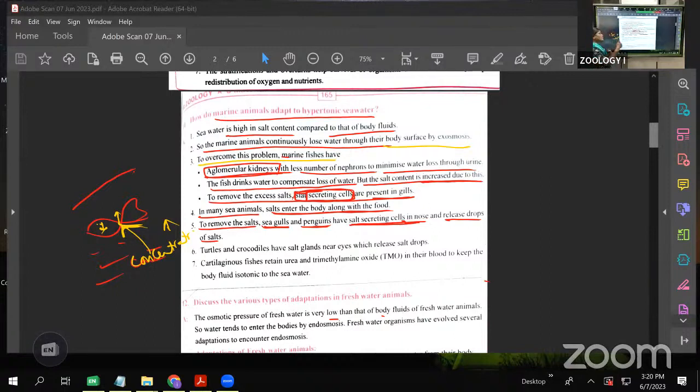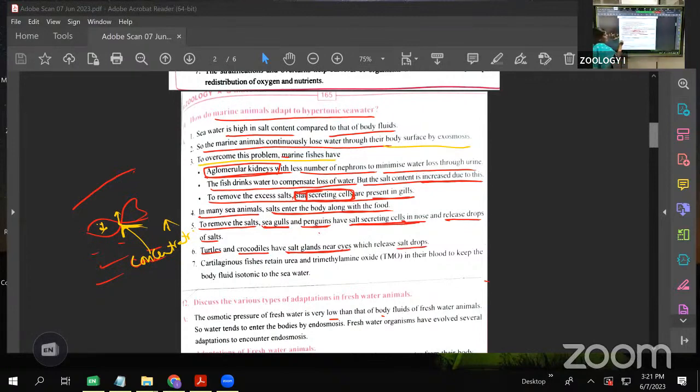Clear? Next, turtles and crocodiles have salt glands near the eyes. For removing salt, the fishes have salt secreting cells in the gills; seagulls and penguins have salt secreting cells in the nose; and turtles and crocodiles have salt glands near the eyes for releasing the salt.